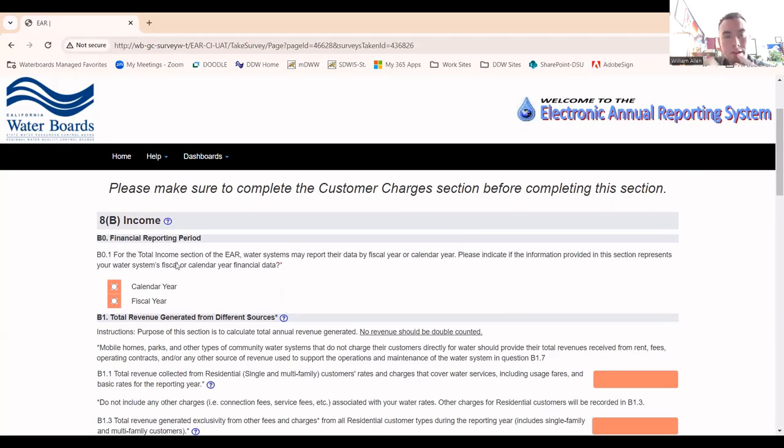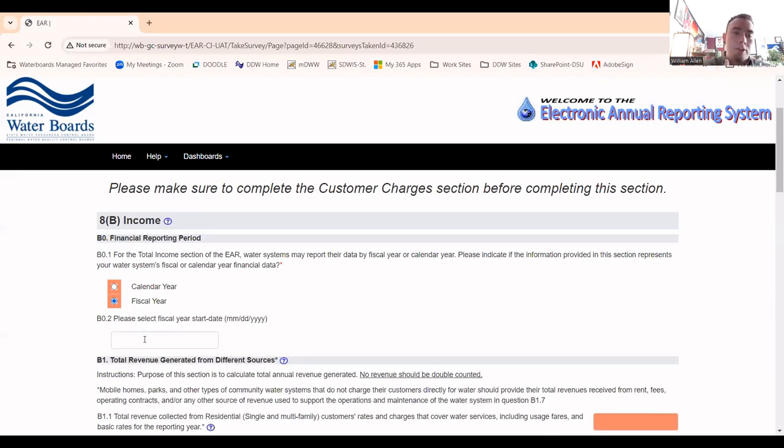So once you finally load it into Section 8B, you should be greeted with the first question, B0. The information you're going to be reporting is related to your water system's income and expenses. And we just want to capture if this income and expenses is related to a calendar year or a fiscal year of your definition. So if you select calendar year, it'll automatically assume it's going to be the previous calendar year from January 1st to December 31st.